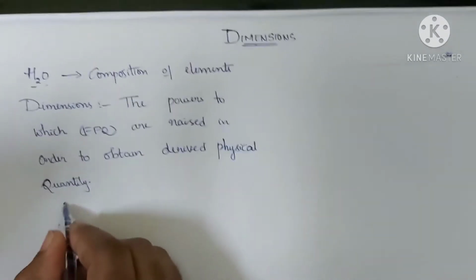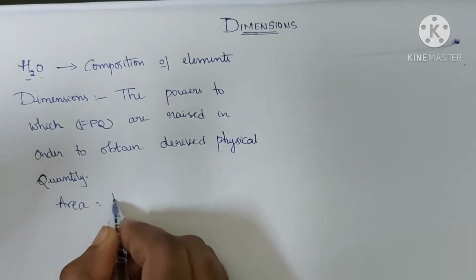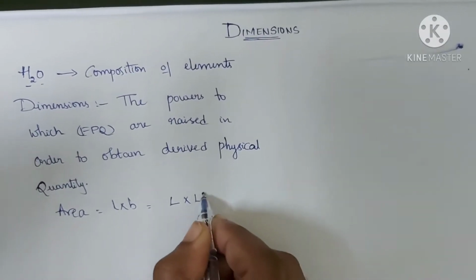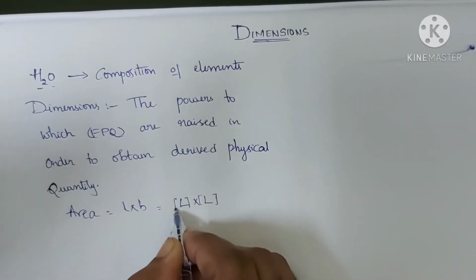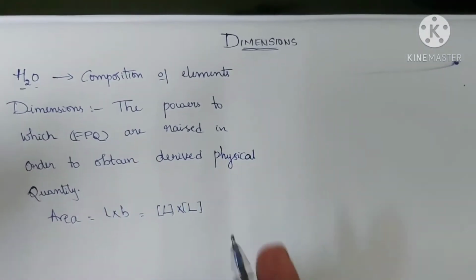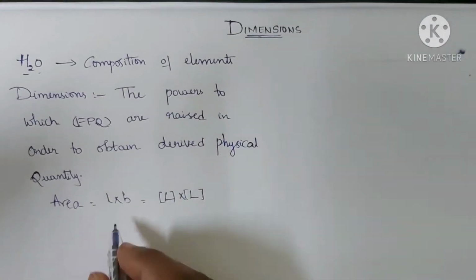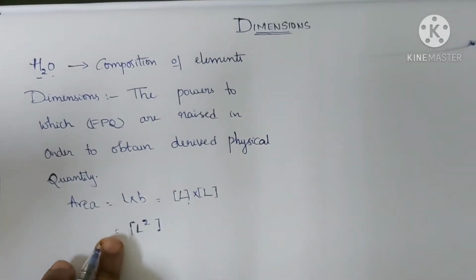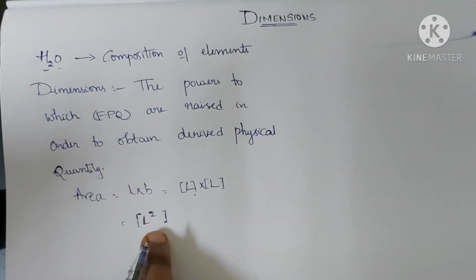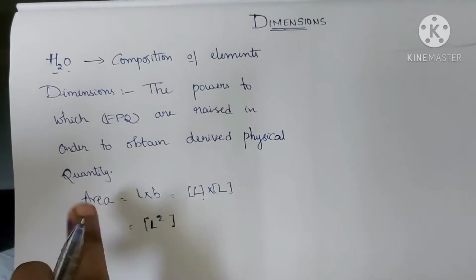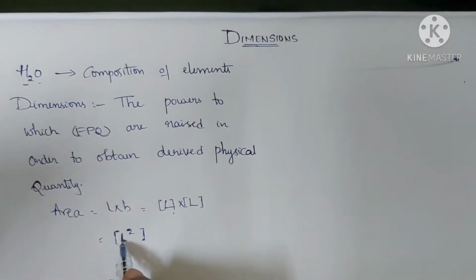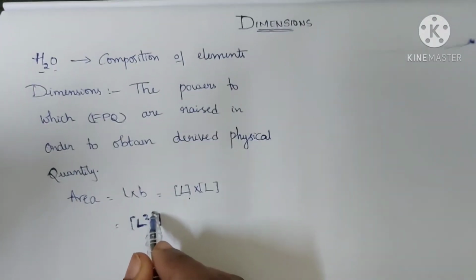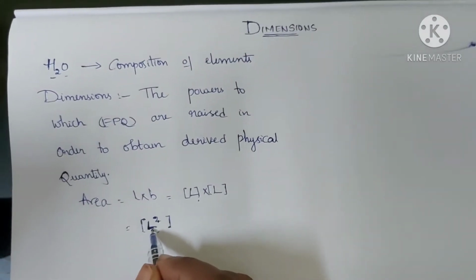Okay, let's take area. Area is length into breadth, right? So here length into length. Breadth, even though I am writing it as breadth, is a fundamental quantity, length. So it is L square. So here length is in two dimensions in the physical quantity area. Here length has been raised to a power. This is called dimensions. Here 2 is the dimension of length.